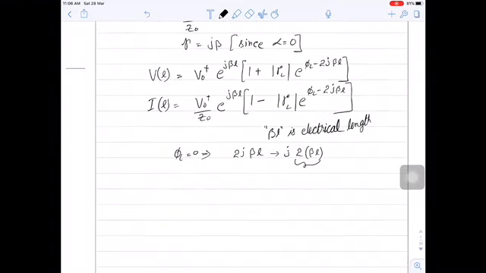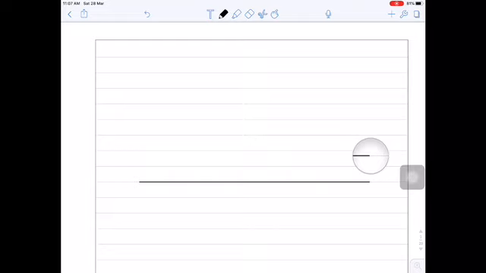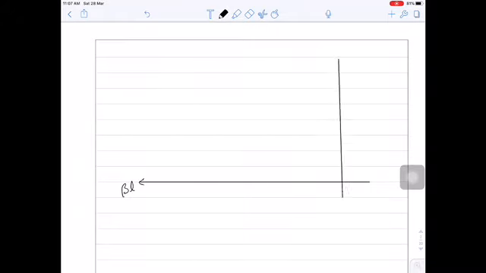If I try to draw a graph for V(L) and I(L) by varying the electrical length of the transmission line, let us see how that graph looks. On the x axis, I am going to take the electrical length, that is βL, and on the y axis I am considering the value of either voltage or current.